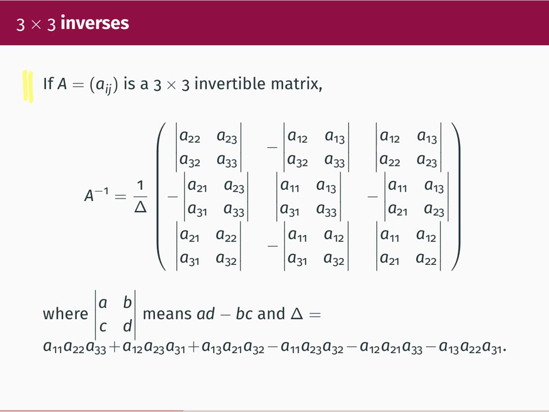Here it is. If you've got a 3 by 3 matrix whose ij entry is A subscript ij, then this thing is invertible if and only if the expression delta, which I've written at the bottom here, is non-zero, and in that case its inverse is given by this formula, where the expression with two vertical lines means a 2 by 2 determinant. I think you'll agree this formula is pretty awful. We don't want to use it in real life, and we really need a better way of computing general inverses.